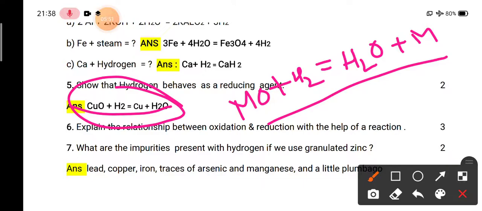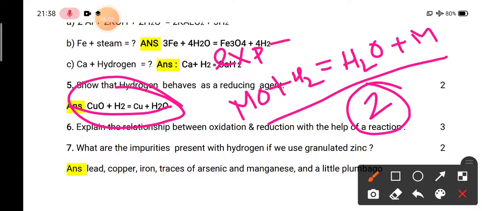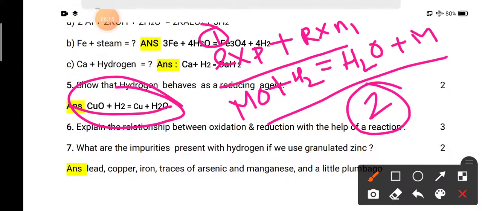So if you give this kind of reaction and explain it properly, that in this reaction hydrogen is reacting as a reducing agent, just a one line explanation, it will give 2 marks. So explanation along with reaction is required, explanation plus reaction. If only the explanation is there, then you will get only 1 mark, and if only the reaction is there, then you will also get only 1 mark. So reaction along with the explanation, you will get 2 marks.